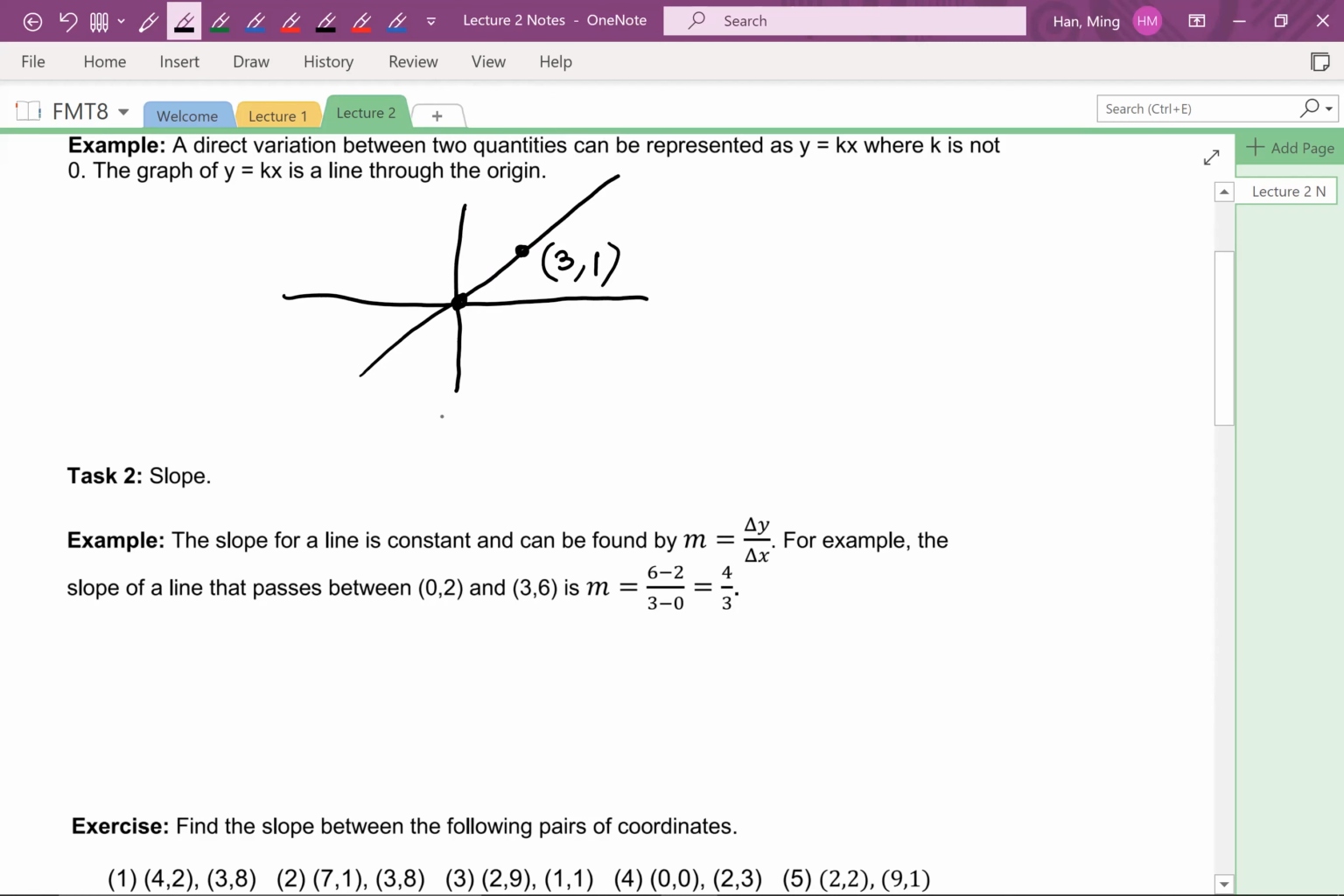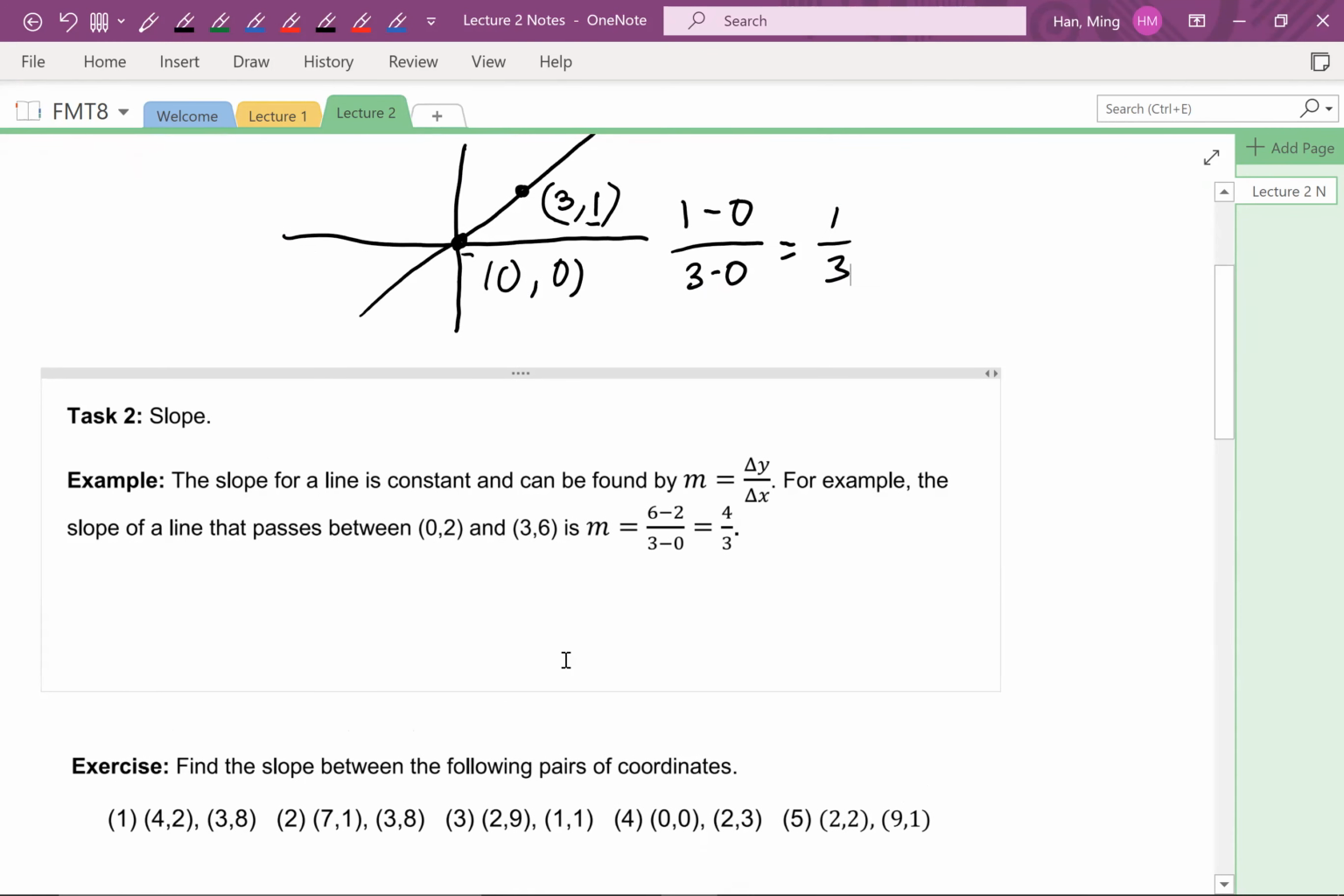Well, we can find the slope by taking the difference between the y values and the difference between the x values. So here's 0, 0. So we can take the difference between the y values, which is 1 minus 0, and the difference between the x values, which is 3 minus 0. And that would give us the slope, or k, of the line, which would be 1/3. So for this line that goes through the point 0, 0, and 3, 1, the slope, or the constant, is 1/3.